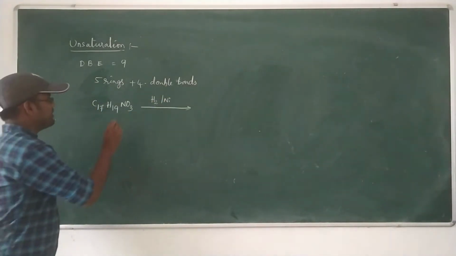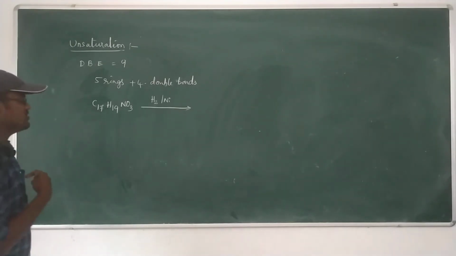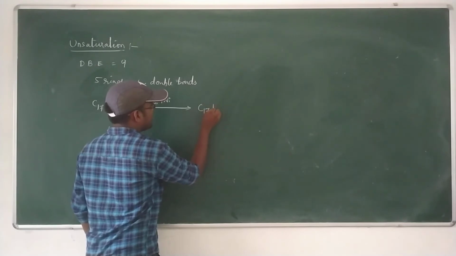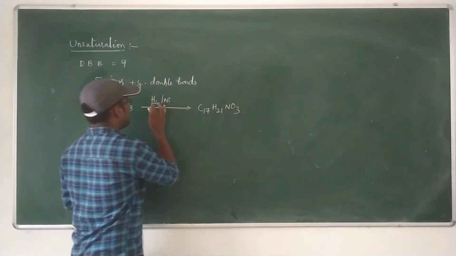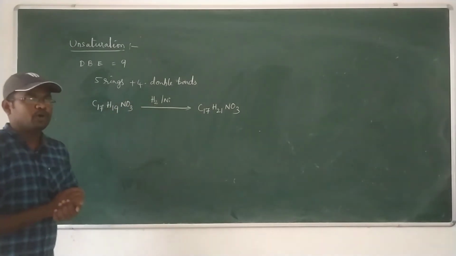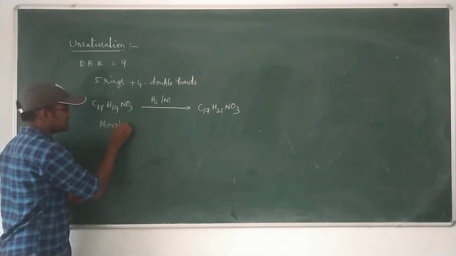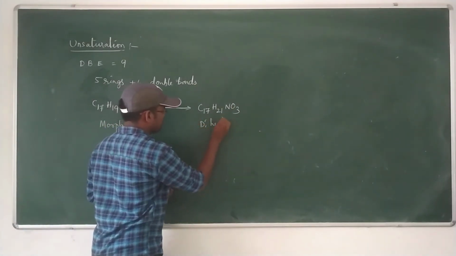Simply, morphine when reacted with hydrogen, that reaction is said to be hydrogenation. So reduction results in C17H21NO3. Simply, 2 hydrogens are added to morphine. So this is morphine. Morphine is simply converted into dihydromorphine.